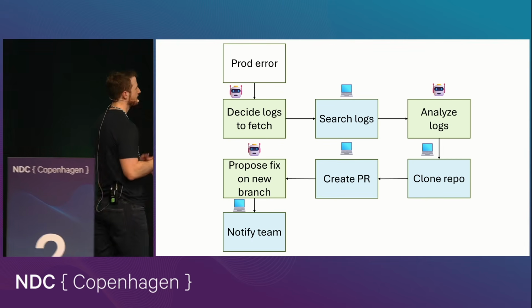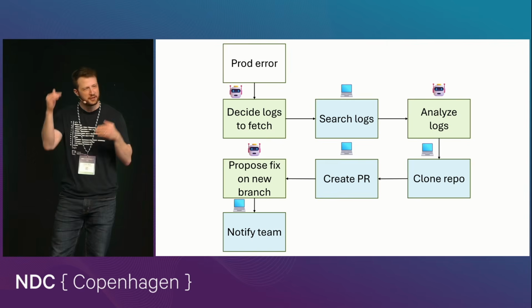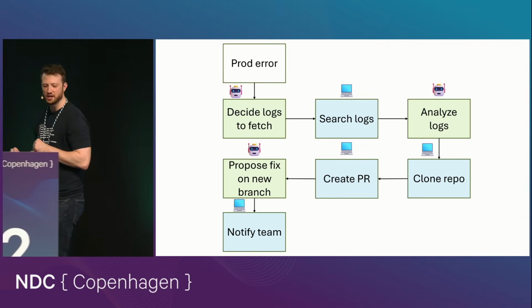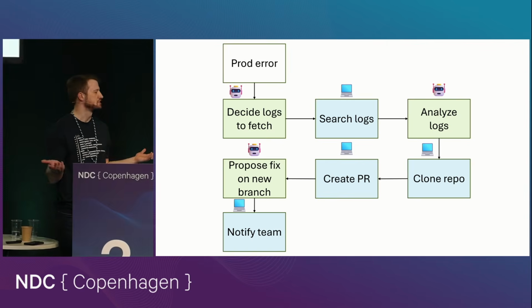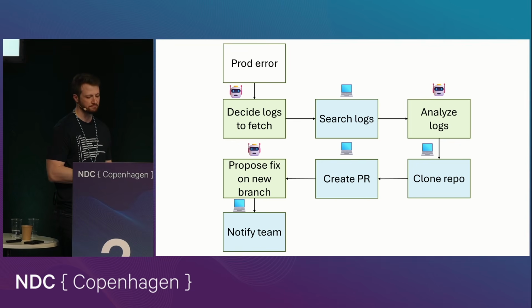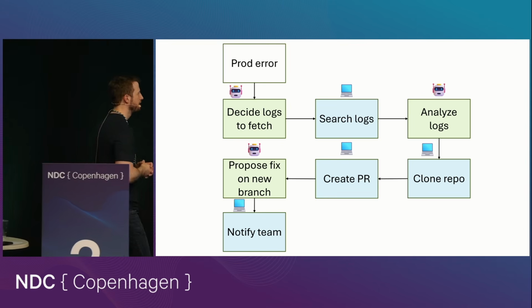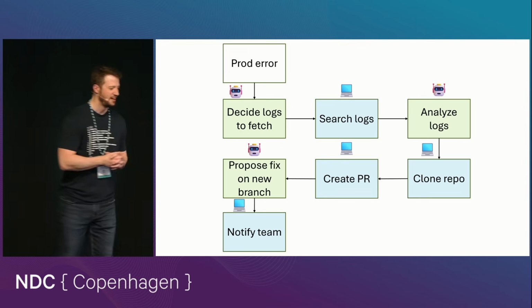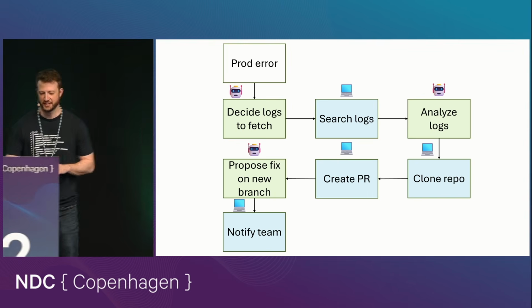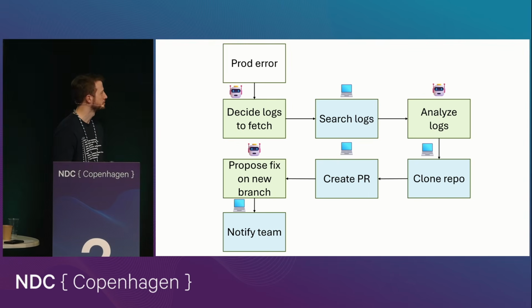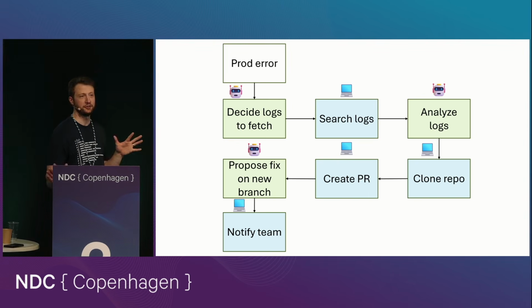It says, based on the stack traces, and I clone the repo down, I'm looking at where those things are. Here's what I think the fix is going to be. So it creates a branch for that and puts its fix in there. And then however you notify your team, that gets kicked off. And this whole process could happen, I'm sure, easily in 30 minutes or less, depending on what model you're using.